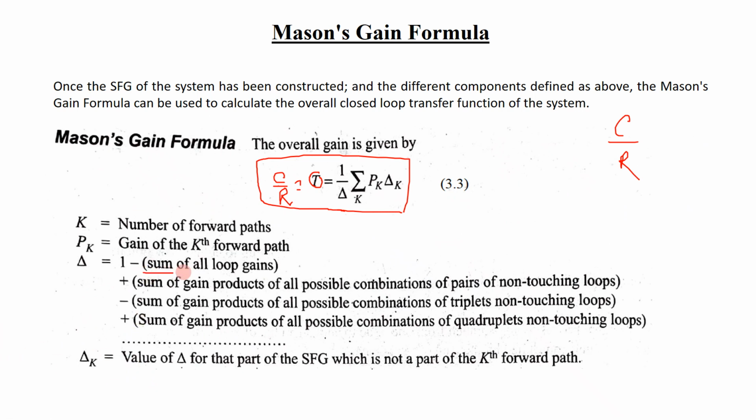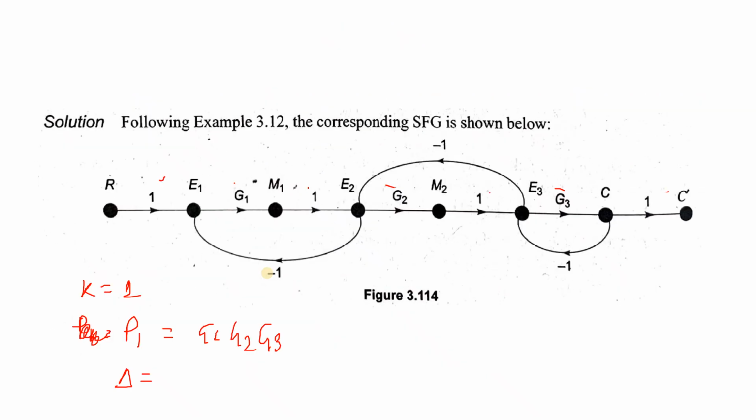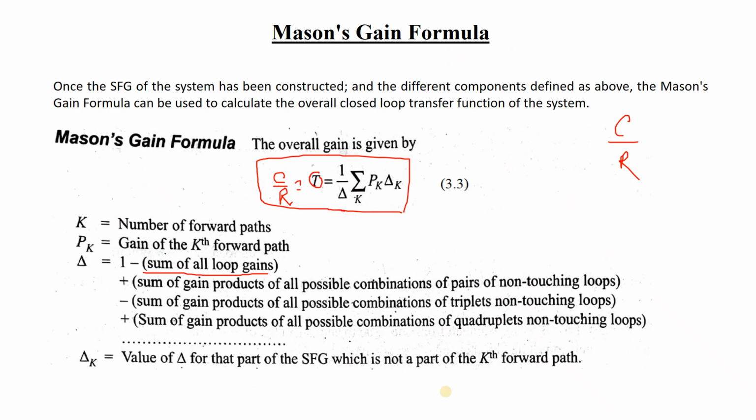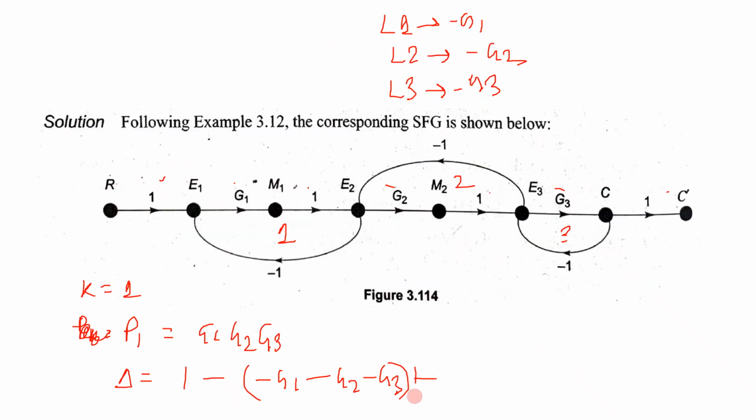So delta means the formula is 1 minus sum of all the loop gains. So how many loops are there? Loop 1, loop 2, loop 3. Gain of loop 1 is minus g1. Gain of loop 2 is minus g2. Gain of loop 3 is minus g3. So formula is 1 minus sum of all the loop gains. That means 1 minus, minus g1 minus g2 minus g3. So this is the sum of all the loop gains.